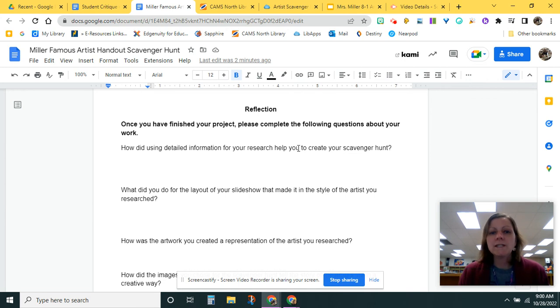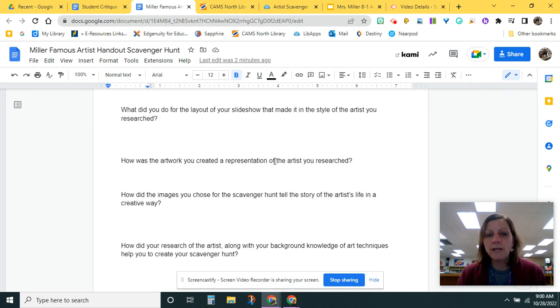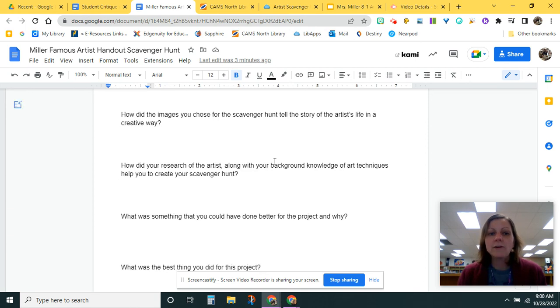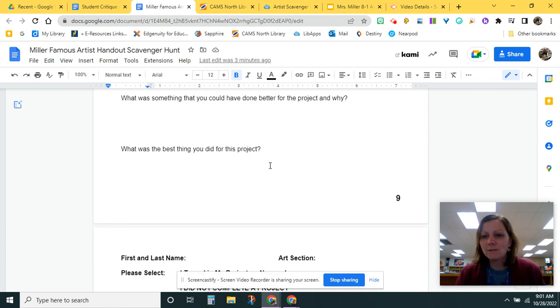So you're going to tell us how using detailed information from your research helped you make your scavenger hunt. What did you do for the layout of your slideshow that made it in the style of the artist you researched? How was the artwork you created a representation of the artist you researched? How did the images you chose for the scavenger hunt tell the story of the artist's life in a creative way? How did your research of the artist, along with the background knowledge of art techniques, help you to create your scavenger hunt? What was something that you could have done better for the project and why? What was the best thing you did for this project?